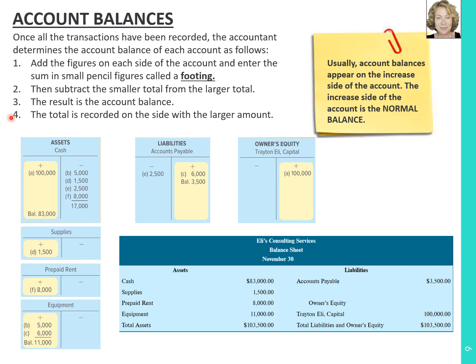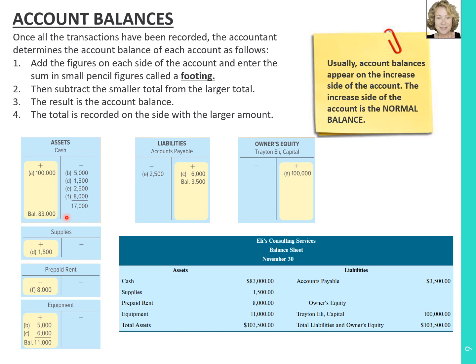So let's take a look at the cash account. We had an increase in cash from the investment from Trade & Eli of $100,000, and then four transactions that decreased the cash account for a total of $17,000. Writing the amount of $17,000 is called the footing. Then we calculate the balance, which is $100,000 minus the four transactions that decrease the cash account for $17,000, leaving us with a balance of $83,000.